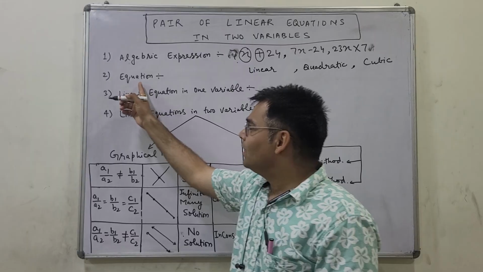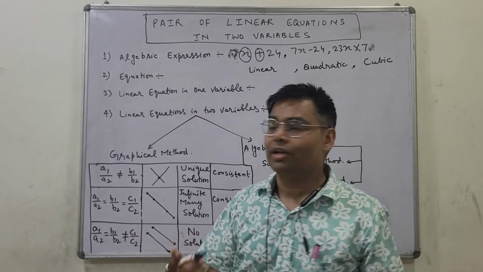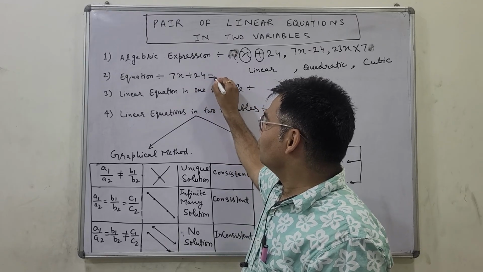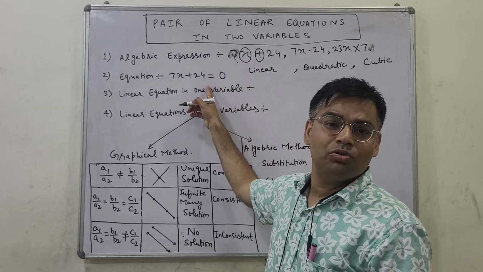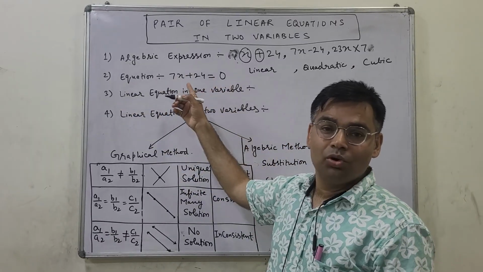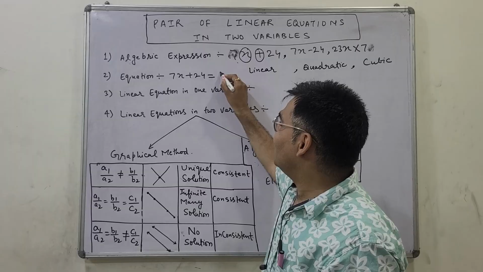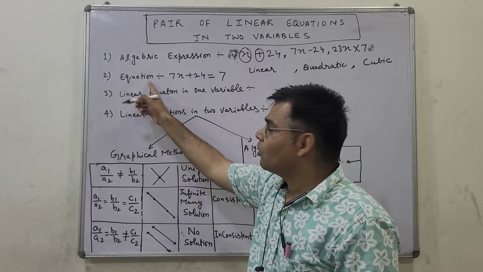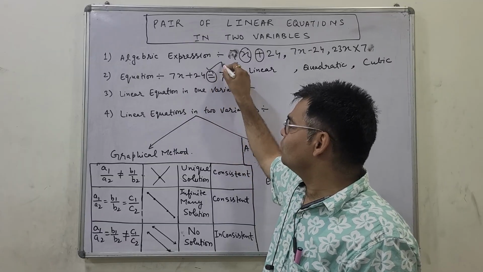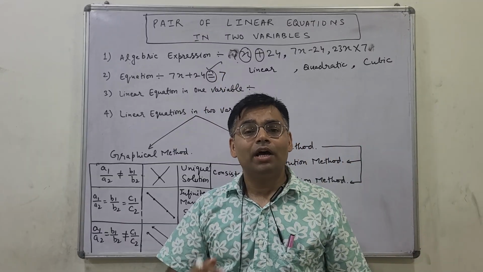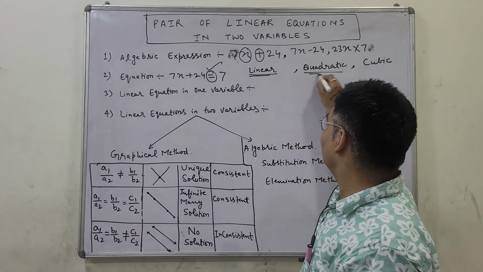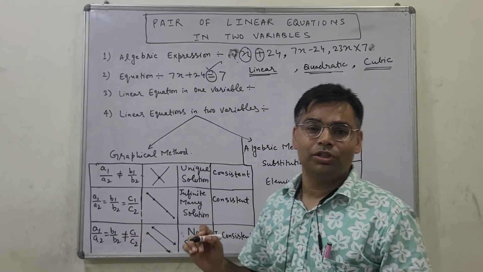So now let's discuss what are equations. If in this expression 7x plus 24 we include an equal to sign, then it becomes an equation. Either it is equal to 0 or it is equal to any number. These are called equations because the equation has an equal to sign. But equations have further three parts: linear equations, quadratic equations and cubical equations.